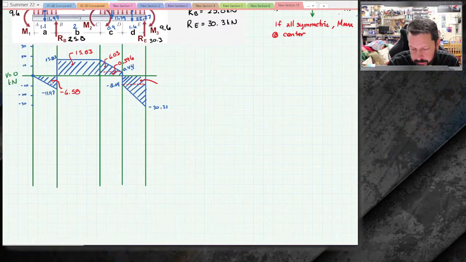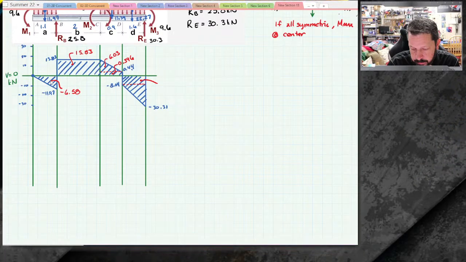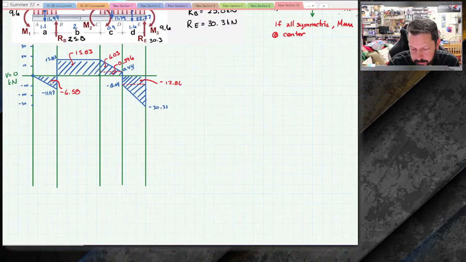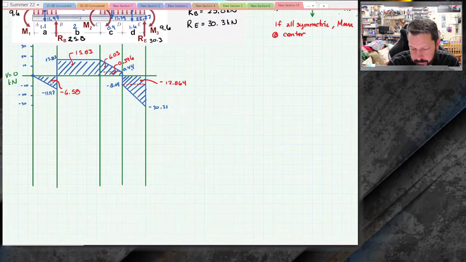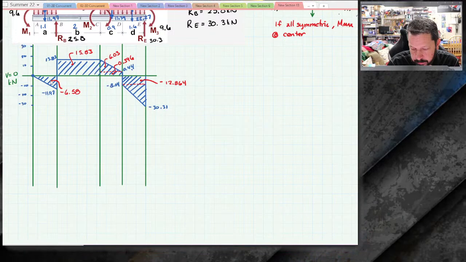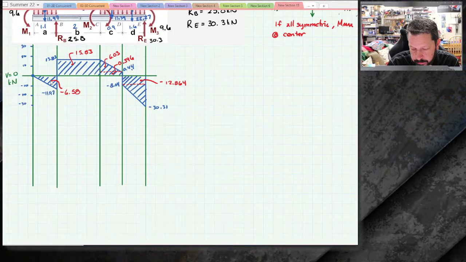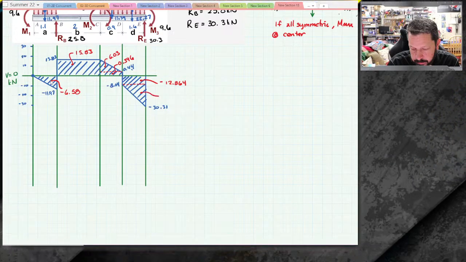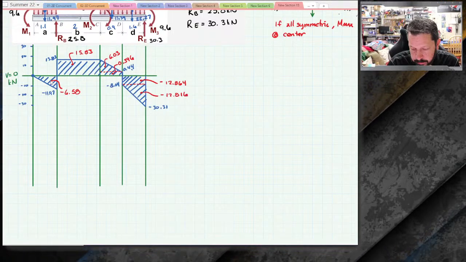Got the same kind of thing here, except it's negative. So this is 8.04 times 1.6, negative 12.864. And then the height of this triangle is not 30, it's 30.31 minus 8.04. So it's 22.27 times 1.6 divided by 2 for the triangle, negative 17.816. Okay.